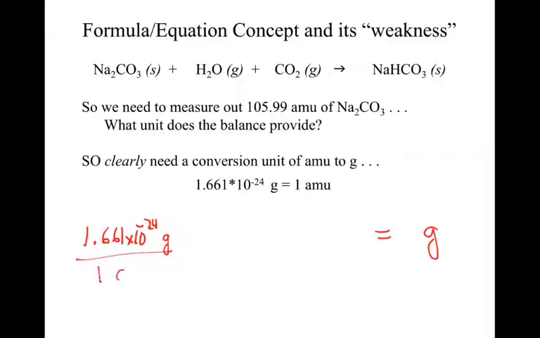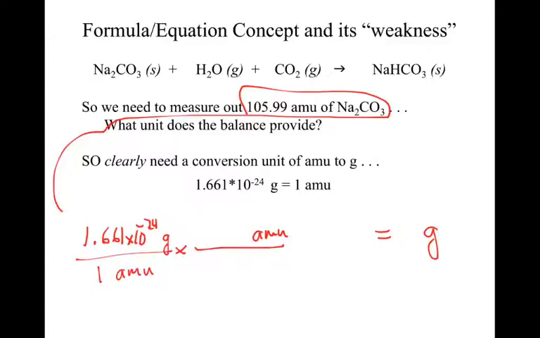And unfortunately, that also brings in AMUs. Well, I don't want AMUs in my answer, so I need to cancel those AMUs out with something. So this is now relevant back to the question I'm looking at. I know that I have 105.99 AMUs for my sodium hydrogen carbonate. That's going to be over 1. If we check, my units cancel. And I now have a magic answer for this.